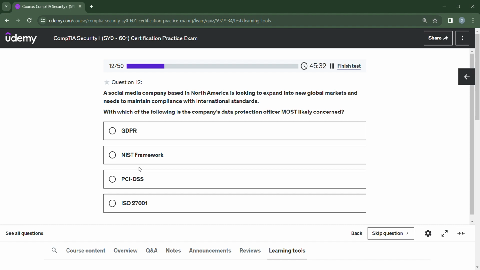A social media company based in North America is looking to expand into new global markets, needs to maintain compliance with international standards. Which of the following is the company's data protection officer most likely concerned? GDPR is Europe, NIST framework, I believe, is the answer for this.